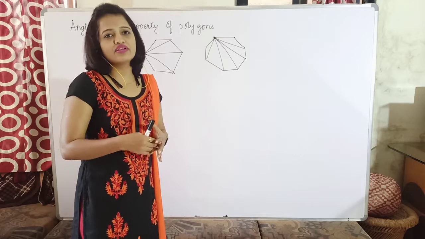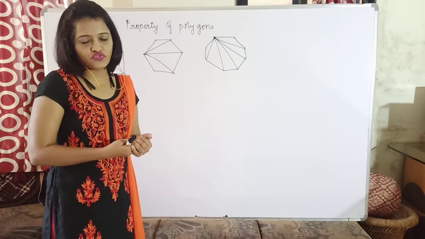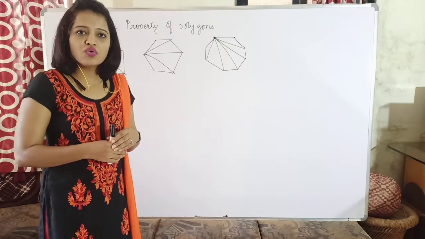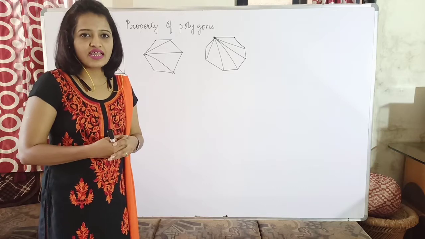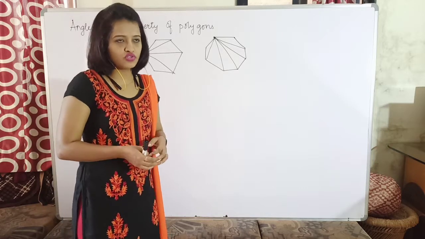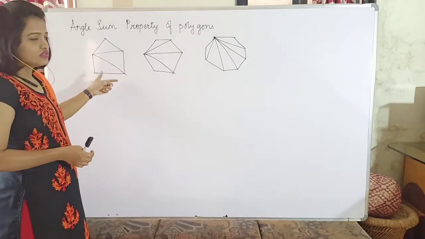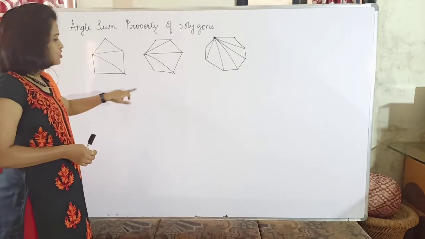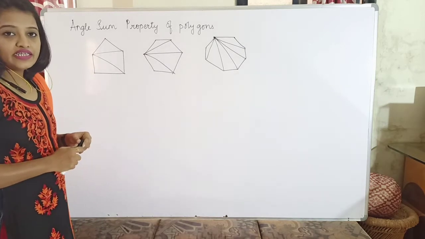So in case of a triangle, we have seen that the sum of the angles, which are three angles in case of a triangle, so their sum is 180. Now we are going to see what will be the sum of the interior angles in case of different polygons. So first of all, I have drawn one pentagon. As you can see, there are 5 sides. So I have to find what will be the sum of the interior angles.